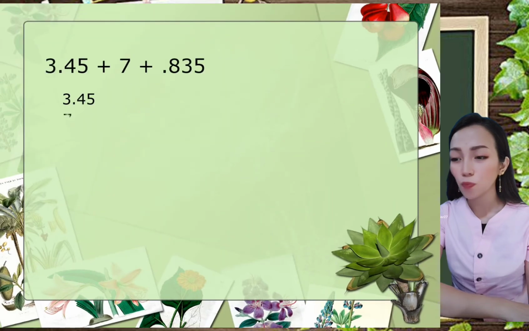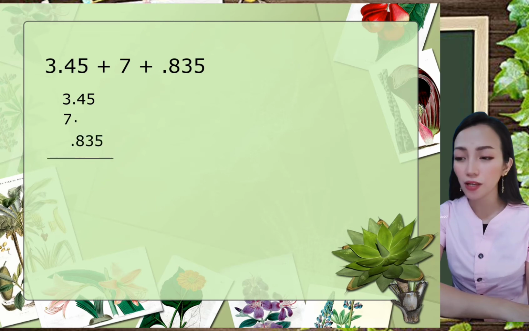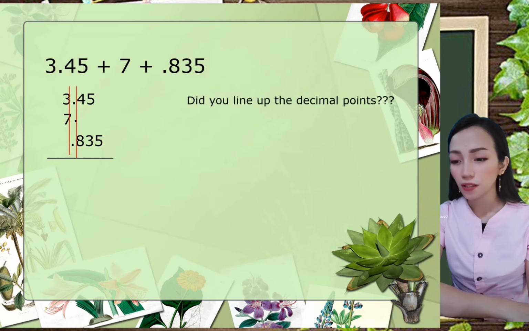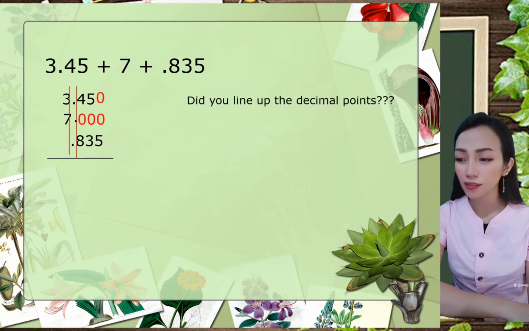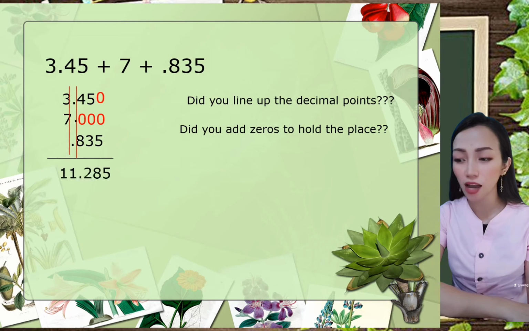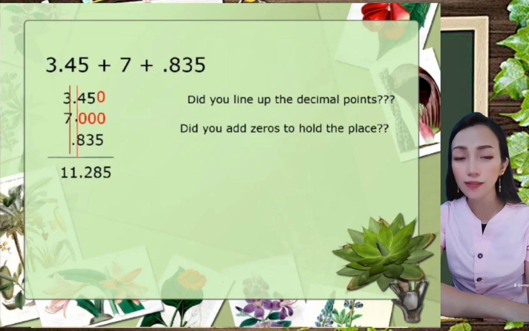O, ito panghasang halimbawa. 3.45 plus 7 plus 0.835. So, did you line up the decimal points? So, tingnan natin kung nakalinya siya. And then, tulad niyan, 7 is a whole number. Lagyan nyo ng 000 para katapat siya ng iba pang numbers na decimals. Did you add zeros to hold the place?